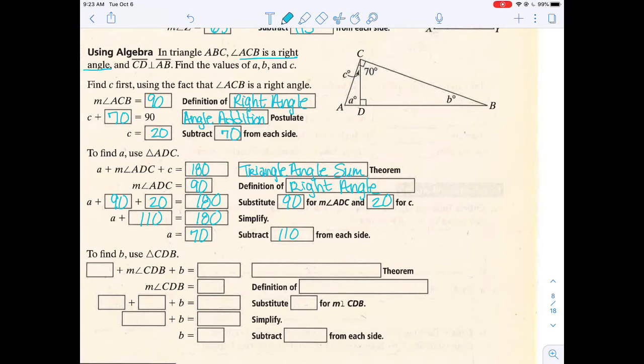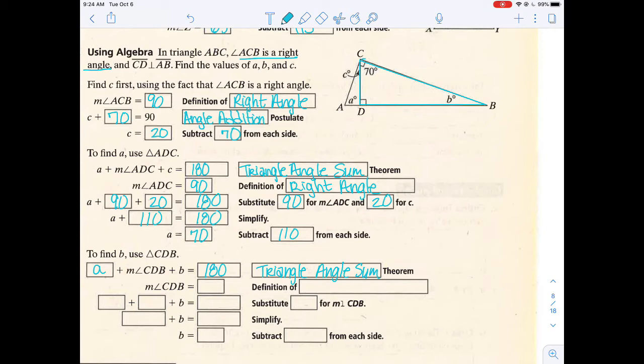So now we're looking at triangle CDB. That triangle up there. Okay, so we know A plus CDB plus B equals 180, again by the triangle angle sum theorem. So this theorem gets a lot done.